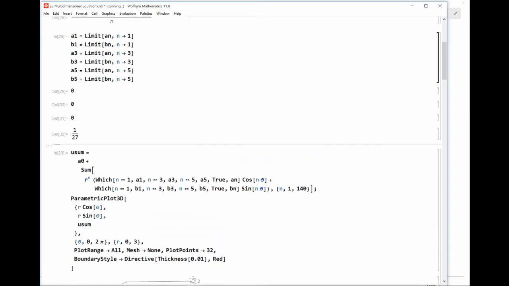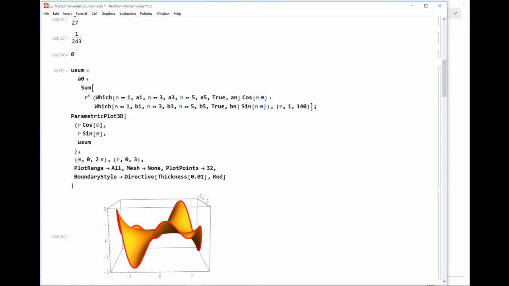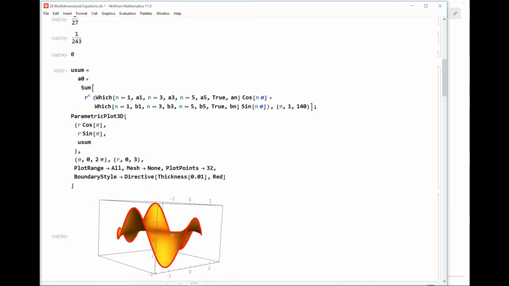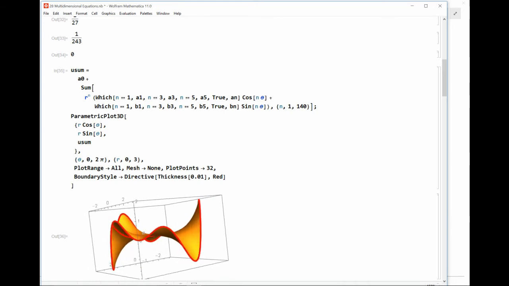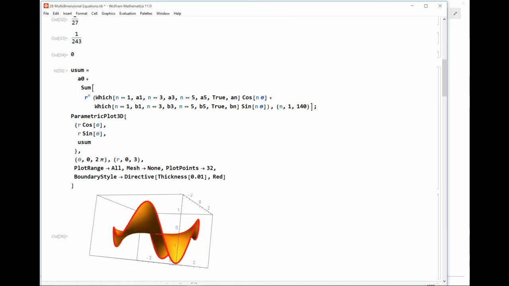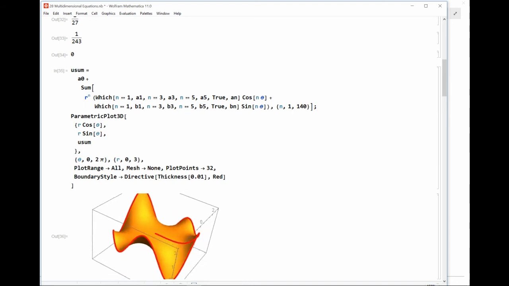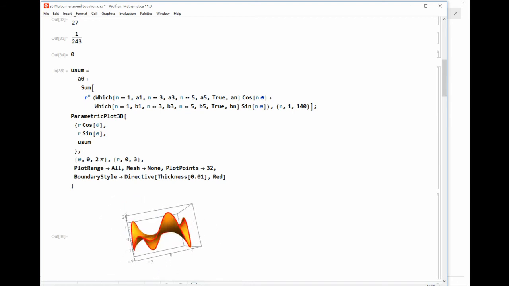Recomputing the limits, recomputing the sum, and this is what happens. The boundary is a bit wild, but you can think about if this is some sort of a stretchy fabric that I made to assume this kind of a position, and this probably would be the shape that it's going to take.